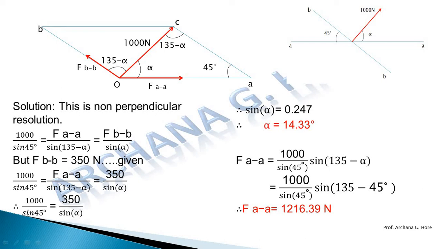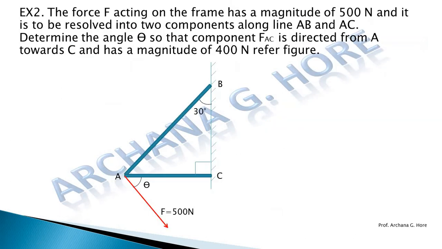Now we'll discuss the second numerical. The force F acting on the frame has a magnitude of 500 Newton and it is to be resolved into two components along the lines AB and AC. Determine the angle theta so that component FAC is directed from A towards C and has a magnitude of 400 Newton. Refer to the figure. Now what is given in this numerical? We want to split this force of 500 Newton along AB and along AC.